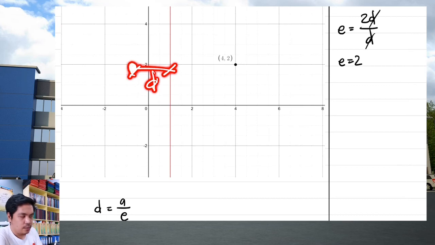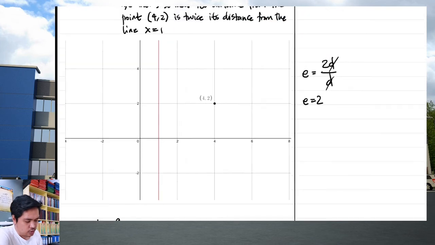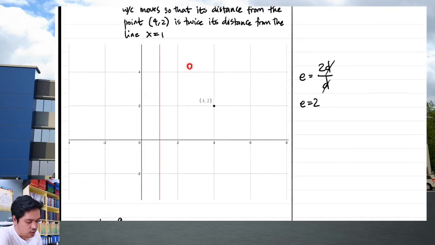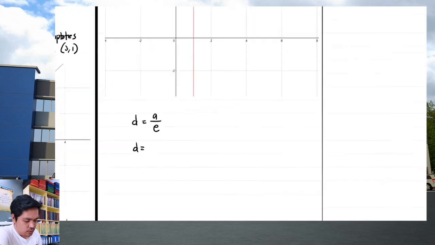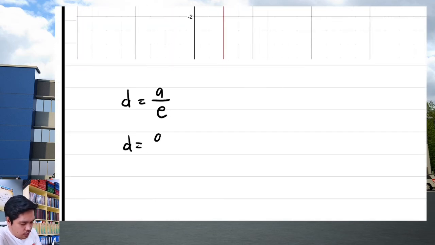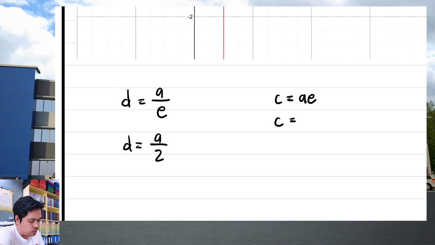Okay? Earlier, I was just describing a distance of a point. Let's say, I denoted the distance as d. That's why I used d here. But that is not the same. Okay, so therefore, this is a over 2. d is a over 2. And we know that c is equal to ae. So therefore, c is equal to 2a because e is equal to 2.